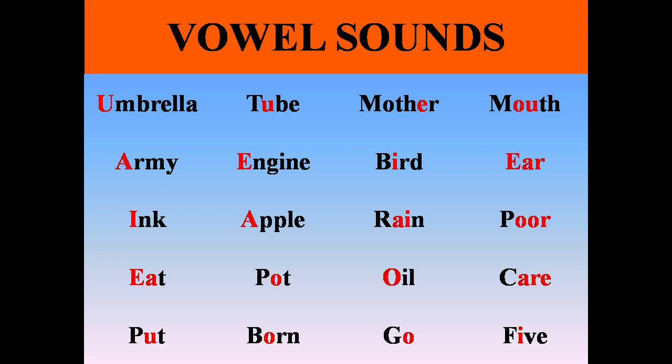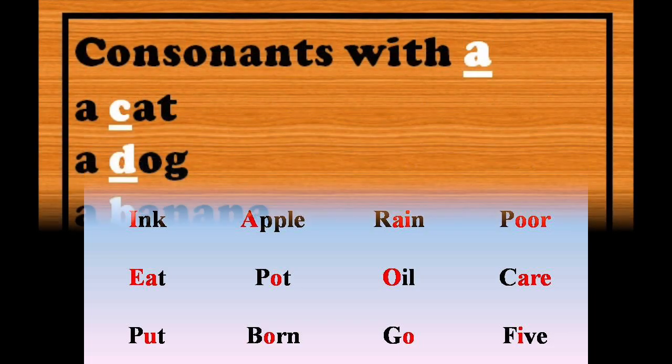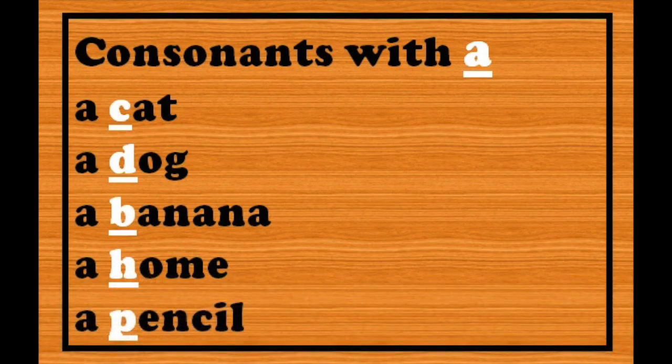Why I mention it here is, as per our first rule, you should use "a" before consonant sounds and "an" before vowel sounds. Here we have examples: a cat, a dog, a banana, a home, a pencil. Okay, here cat begins with k sound, dog begins with d sound, banana begins with b sound, home begins with h sound, pencil begins with p sound. So here we use the consonant "a".